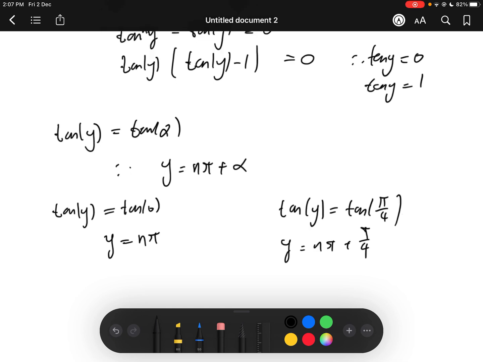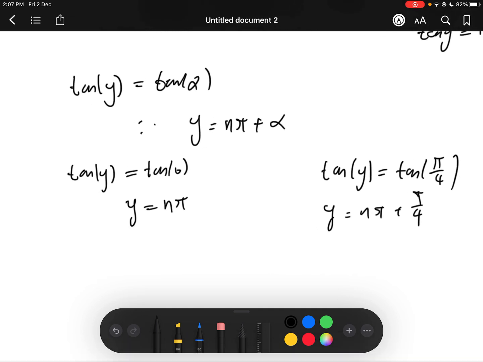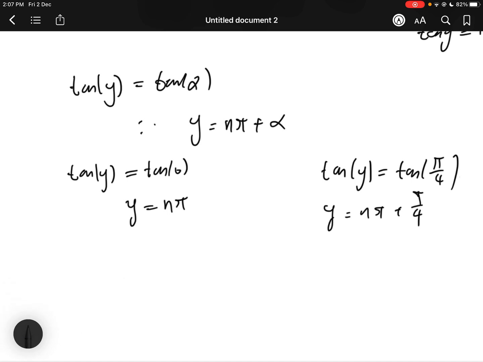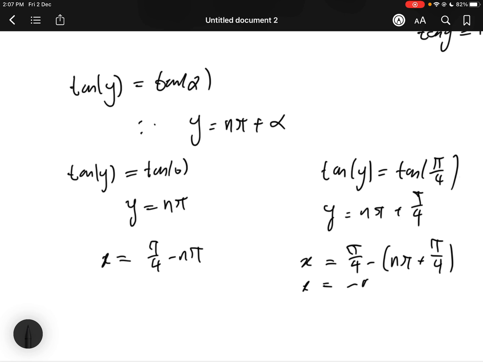And we can just use equation number 1 to find the x's for each of these corresponding cases. So if y equals n pi, then x equals pi on 4 minus n pi. And if y equals n pi plus pi over 4, then we know x equals pi on 4 minus n pi plus pi over 4. So x equals, what is that? Pi on 4 minus pi on 4, so that's just negative n pi.